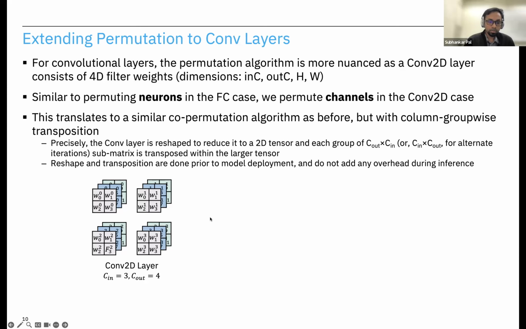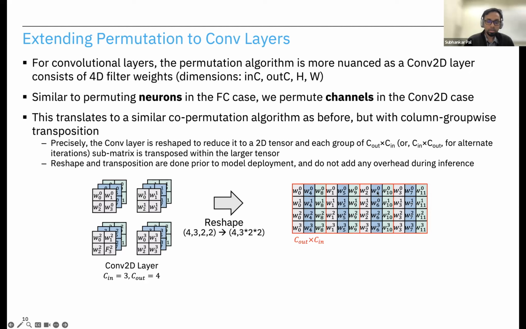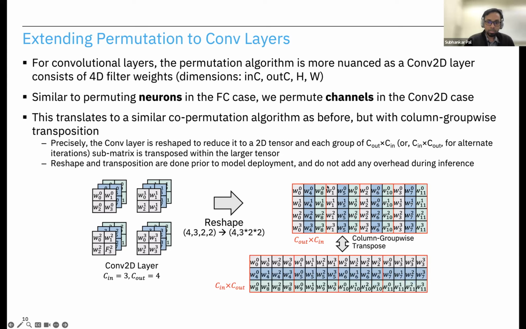So here's the original convolution layer with an example set of filters. First, we would reshape it to a 2D matrix with the dimensions being C out times C in, which is the number of output channels times the number of input channels. And then we would do what we call a column group-wise transposition. So we transpose each submatrix within this large matrix. We don't transpose the whole thing at once. So you can see that the C out times C in submatrix within this large matrix is transposed.